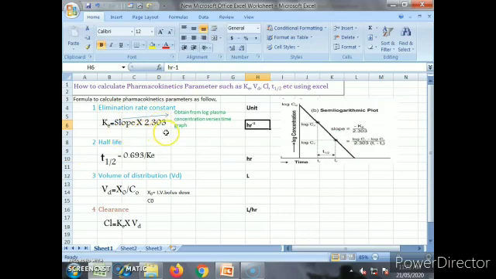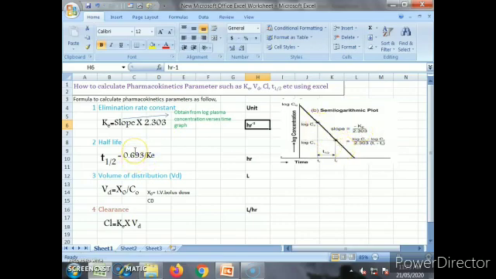to slope into 2.303. So this is the formula to calculate the elimination rate constant. To calculate this, we have to determine the slope. The slope is obtained by using the log concentration versus time plot. We will get a straight line, and we have to determine the slope of this straight line, and that slope is equal to minus Ke divided by 2.303. So from this we can calculate the elimination rate constant. The minus value is due to the decrease in the concentration.